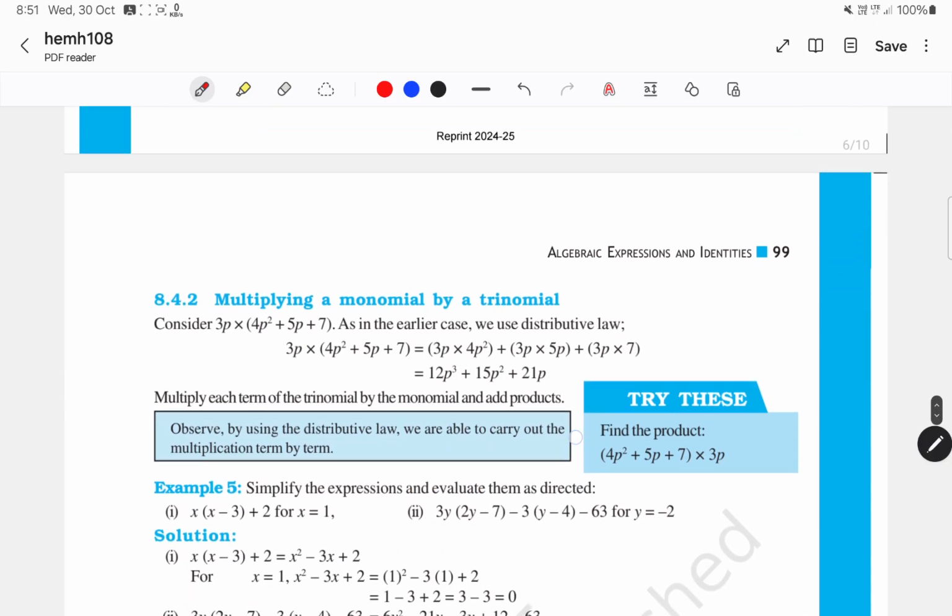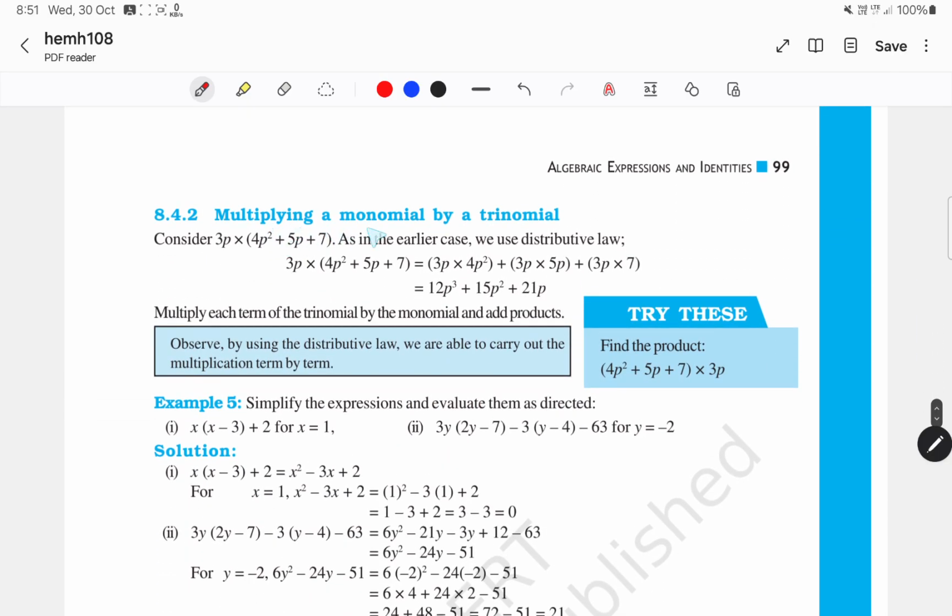Okay. Now we can write here multiplying a monomial by a trinomial. For example, 3x is a monomial. The trinomial is 2x plus 3y plus 5. These are three terms, so it's a trinomial. So we can multiply these two. I will write it in a bracket because these are three terms. 3x is multiplied to each of 2x, 3y and 5.